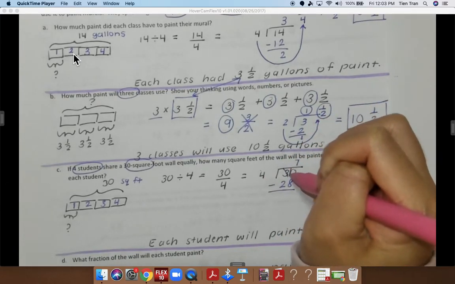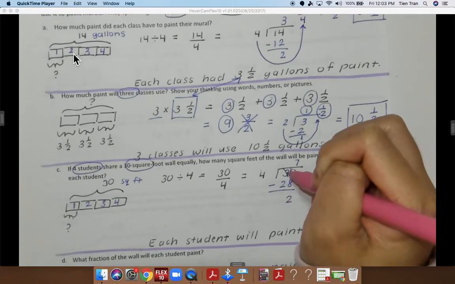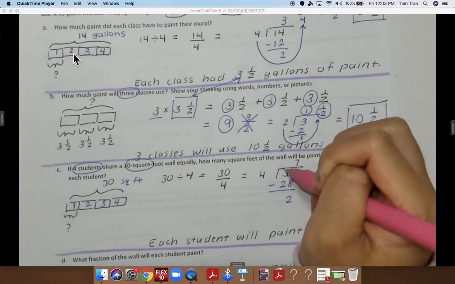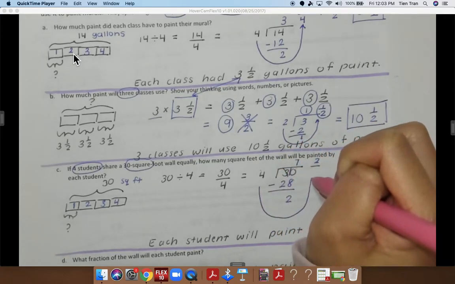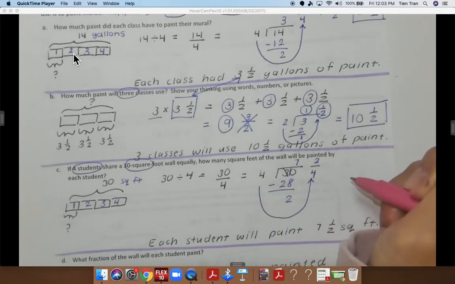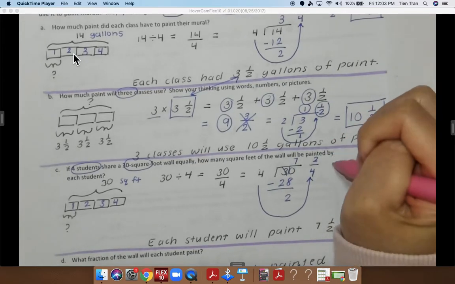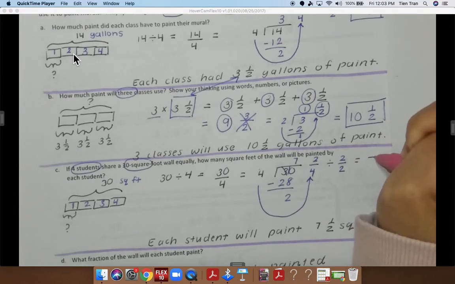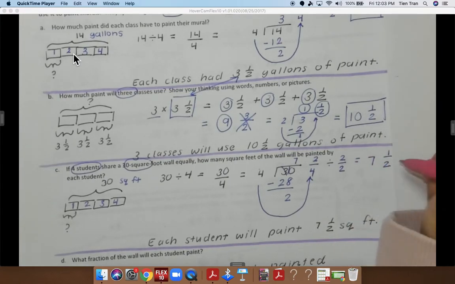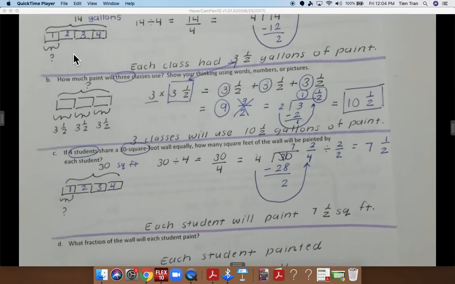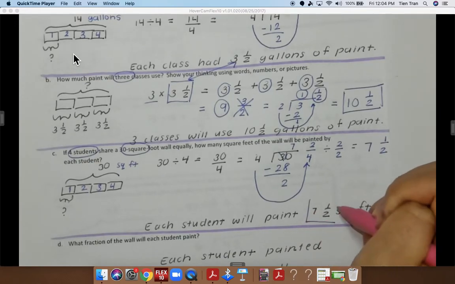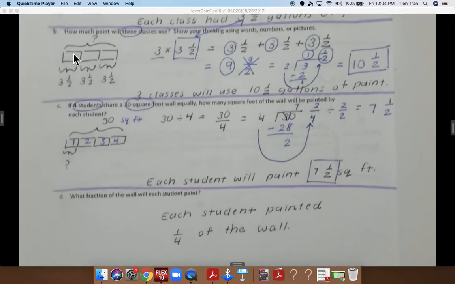Now I am going to subtract. 10 minus 8 is equal to 2. 3 changes to a 2. 2 minus 2 is 0, so my remainder is 2, and my denominator is equal to 4. So I have 7 and 2/4, and remember I can simplify by dividing the top and bottom number by 2. So I have 7 and 1/2, because 2 divided by 2 is equal to 1, and 4 divided by 2 is equal to 2. So each student will paint 7 and 1/2 square feet.